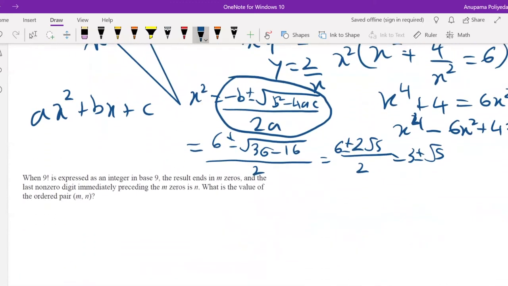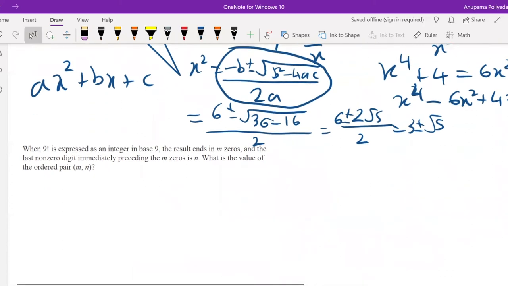So what is everyone's answer for 29? 2, 7. So yeah, the correct answer is 2, 7. And the easiest way to do this, even if it's arithmetically difficult, is to just convert 9 factorial to base 9 and then do what the question asks you to do.